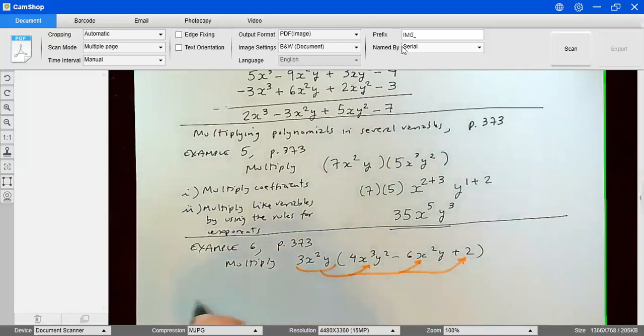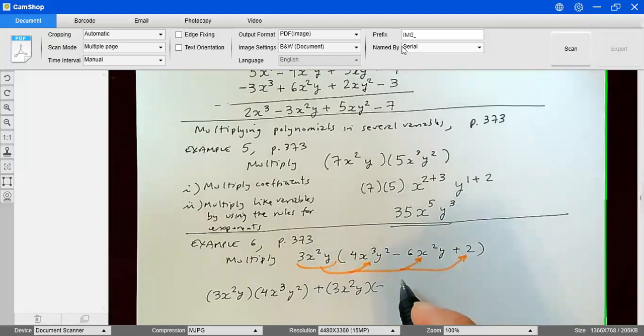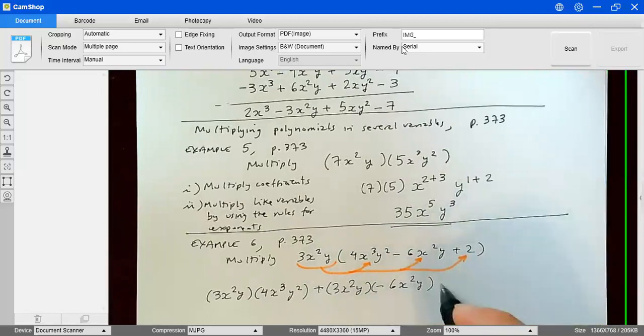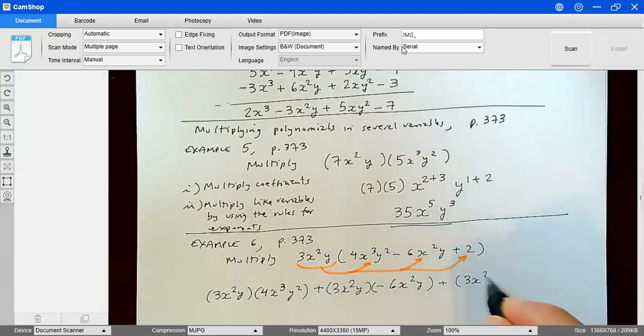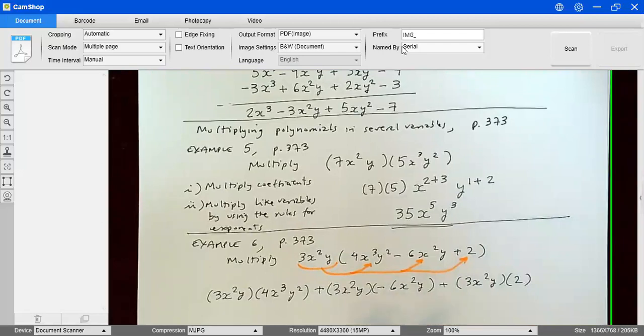So we start with 3x squared y that multiplies 4x cubed y squared. That's the first product. Then we're going to write again 3x squared y, and now we're going to write the second term inside of the parentheses, negative 6x squared y. Then we're going to write again 3x squared y, and we're going to multiply that by 2, which is the last term. So we proceed now applying our rules.